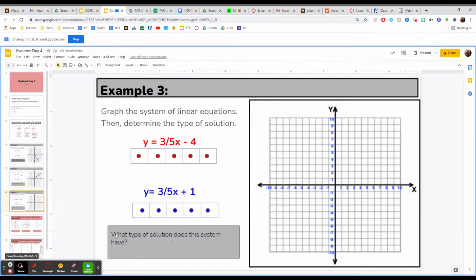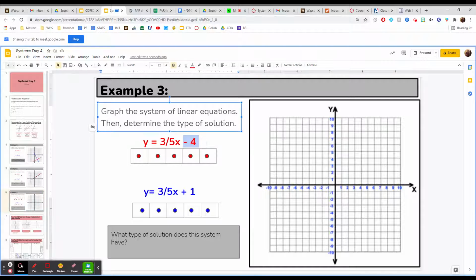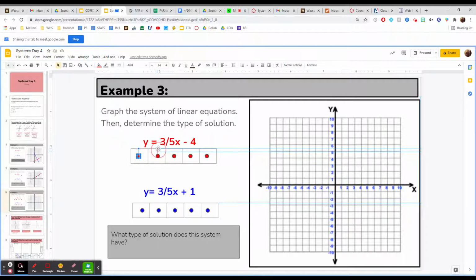On example 3, again, same thing. I have to get this equation and plot it here. The y-intercept is -4. My slope is 3 over 5. So the change in y is 3, so that means I'm going up 3. And the change in x is 5, so I'm moving 5 to the right.